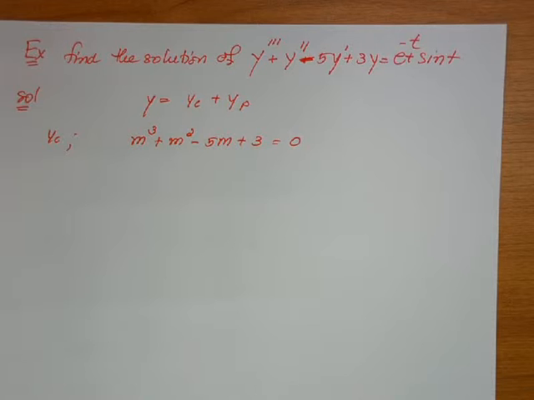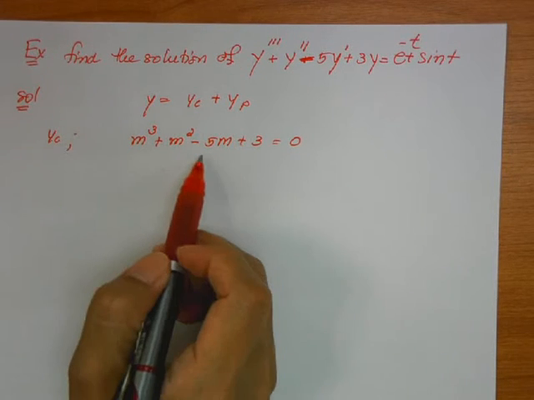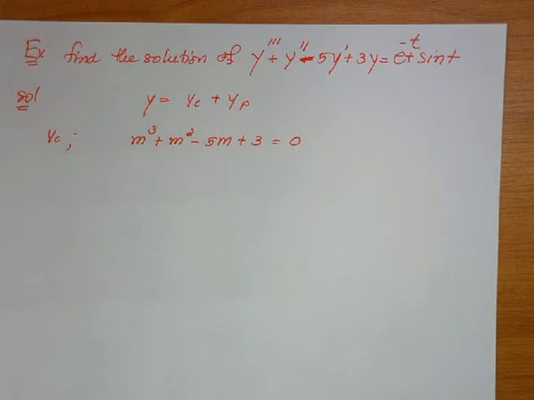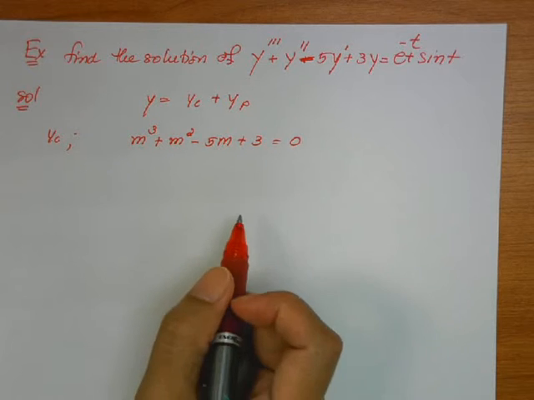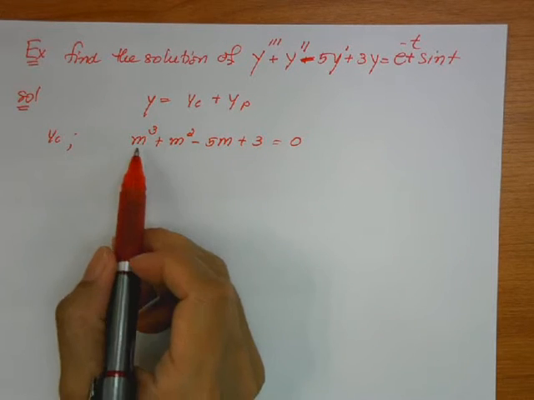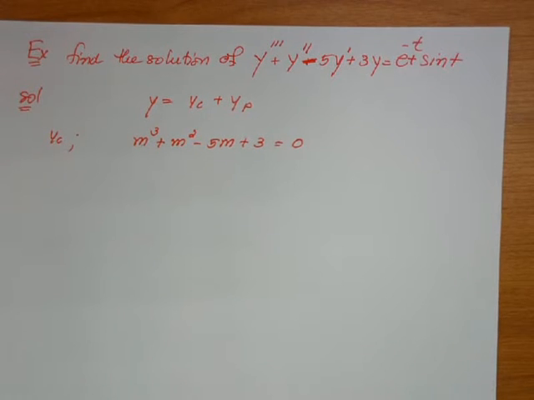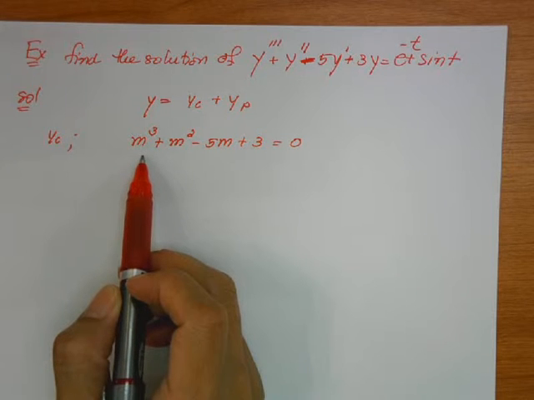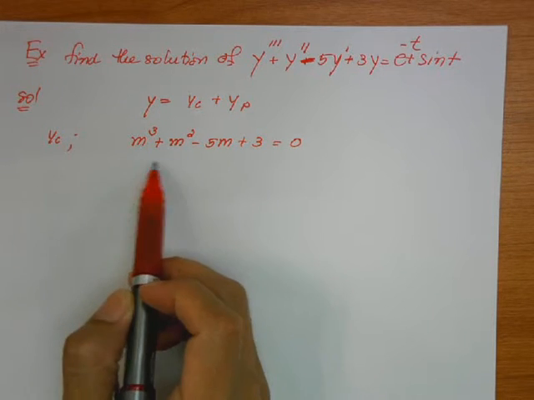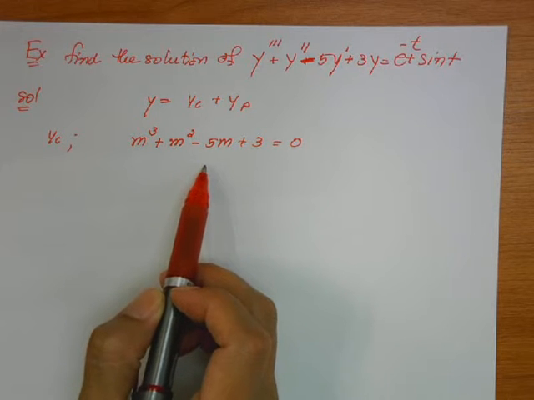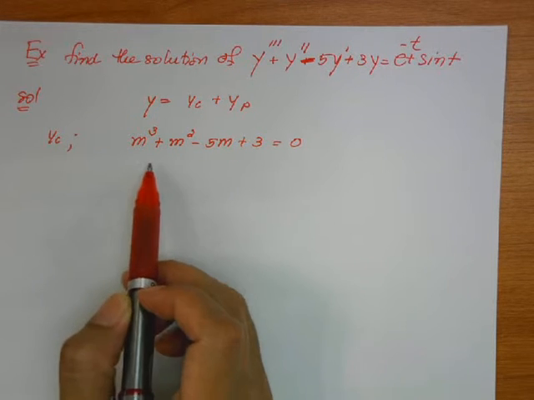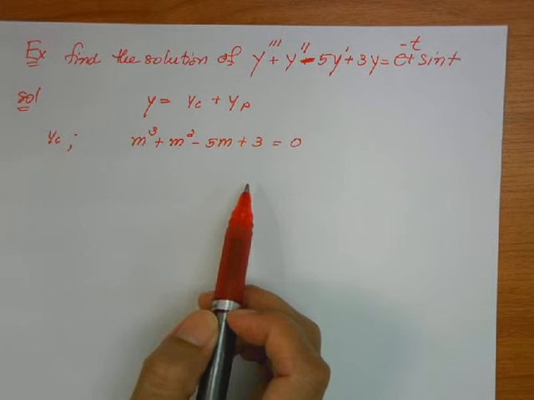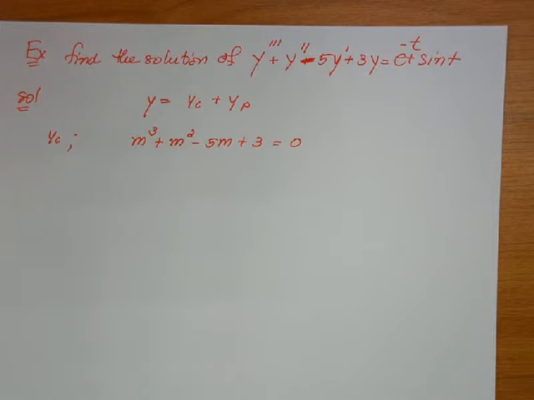The first one would be what? You see you have minus 5 here and you have 3 here. If m equals 1, it would make the equation satisfy 0 equals 0. So that means m equals 1, right? If m equals 1, the first term you get 1, the second term you get 1, 1 plus 1, and the third term is minus 5 plus 2 equals minus 3, plus 3 is 0. So m equals 1 is one of the roots of m.